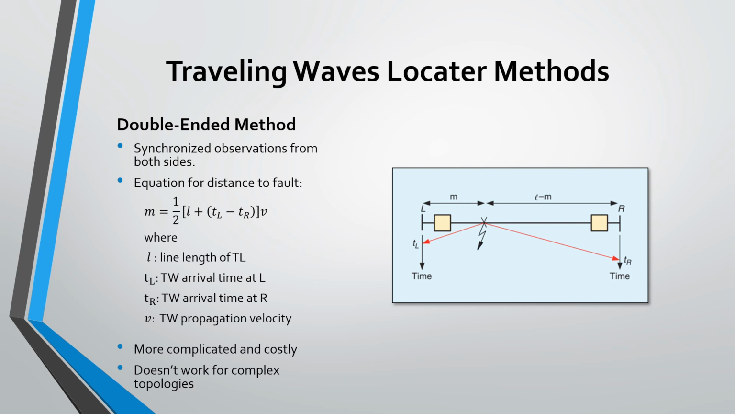First method for finding faults using traveling waves would be the double-ended method. This makes use of synchronized observation stations with each one placed on each side of the transmission line. They must be synchronized by a GPS clock or something equally reliable. As you can see on the slide, the equation for a double-ended method seems rather complicated. It consists of the transmission line length, the time of arrival at both ends of the line, and the velocity of the wave traveling through the medium. In addition to being complicated, it's costly as well because you have to set up two observation stations on each side of the line. And it doesn't work for complex topologies, for example tapped lines in the middle or transformers.